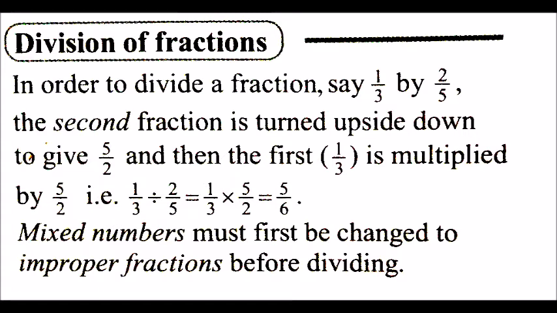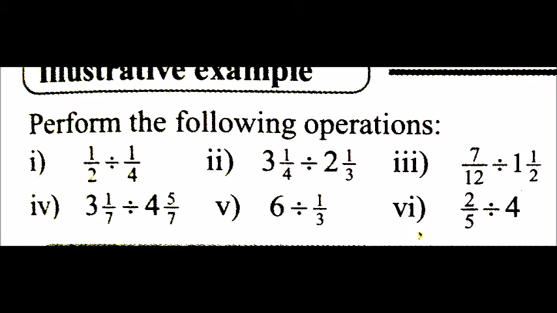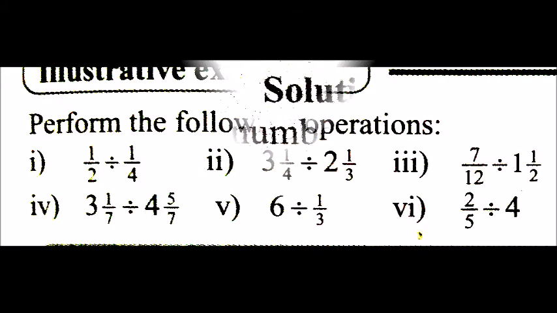Okay, let's look at examples. Now, we have 1 over 2 divided by 1 over 4. Then we have 3 whole number 1 over 4 divided by 2 whole number 1 over 3. As you can see. Let's look at the solution.